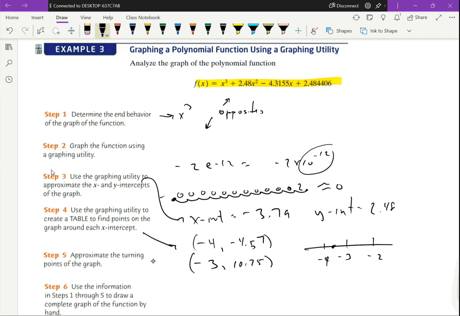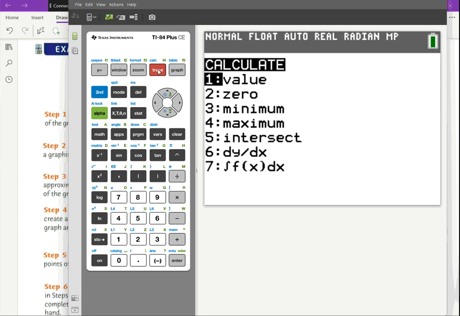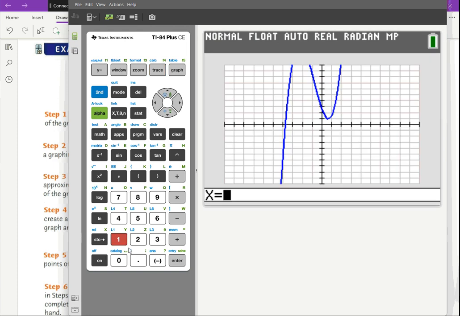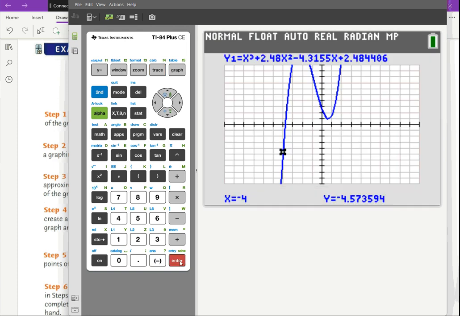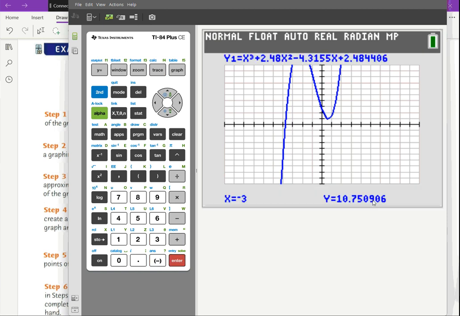That says approximate the turning points of the graph. So where does this graph turn? Now, one other thing we could have done instead of this table is gone back to the trace command and the value, and then in the values, we could have typed in -4 and gotten a little more precise value here. Could have done the same thing at -3 and figured out a little more precisely, with a few more digits, what we wanted. So in this case, we still want to approximate the turning points on the graph.